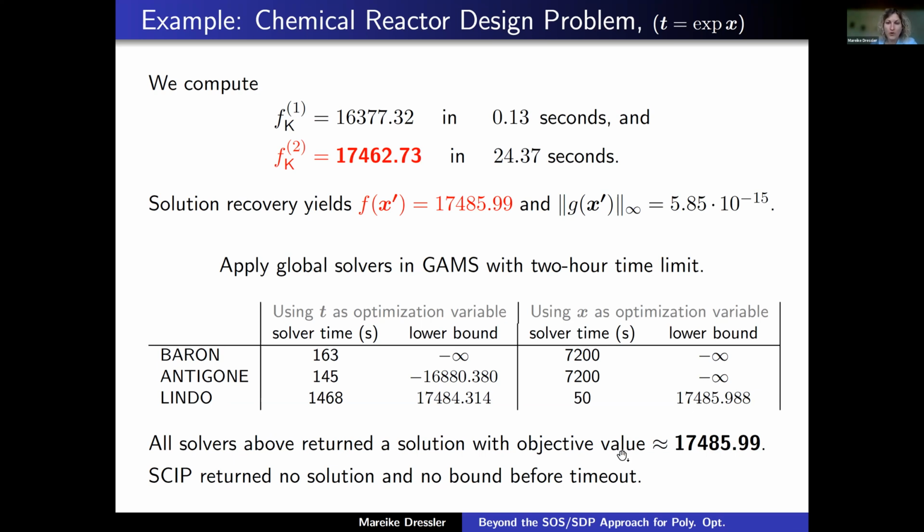But in contrast with Lindo, the performance is not independent of whether I use t or x as the optimization variable. So here you see if I use t as an optimization variable, the time is much higher than using it with x. And the performance of SAGE is independent of whether I use t or x as an optimization variable. And yes, SCIP unfortunately returned no solution and no bound before timeout.